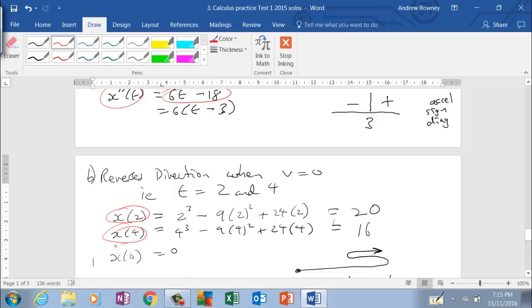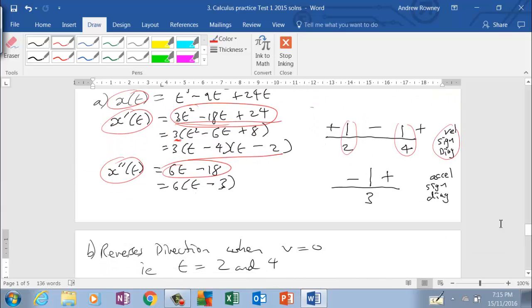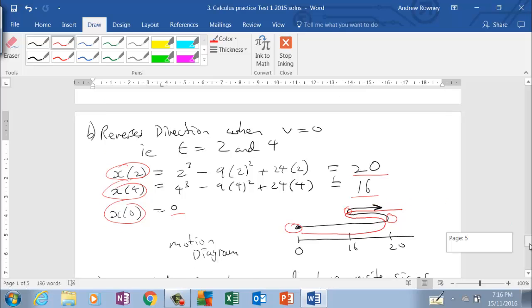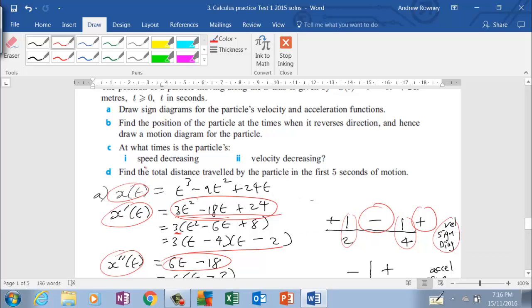Also know where it starts, the distance at 0 seconds. If you plug them into the top function, then you get 20 meters, 16 meters, and 0 meters. So the motion diagram, it starts at 0, it goes to 20, comes back to 16, and then goes on. You can also get that from the velocity sign diagram, which says it goes right, then left, then right. So down here, it goes right, then left, then right.